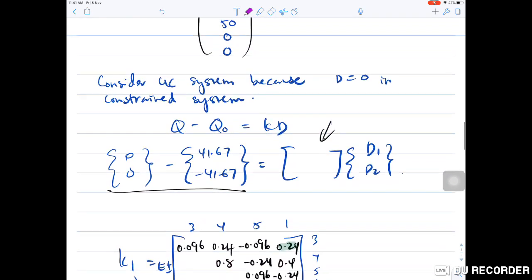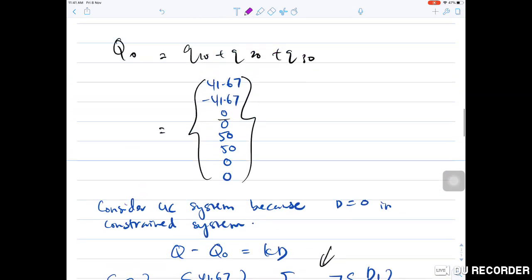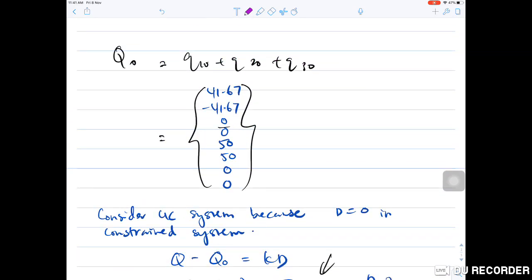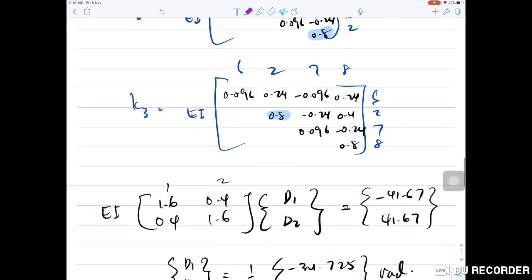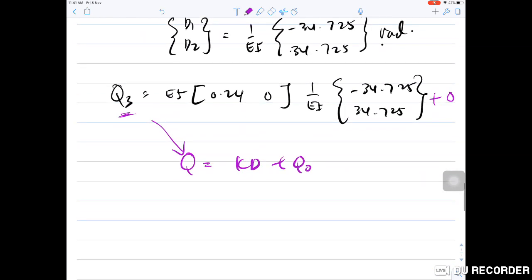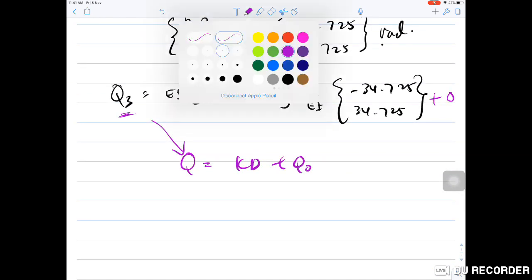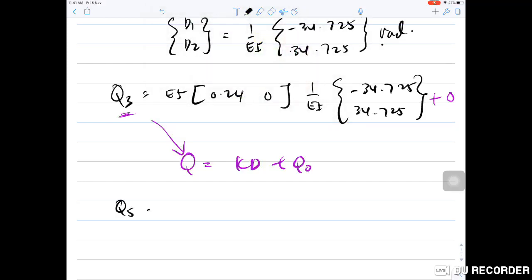Where is the Q? Oh, this is position 3, right? 1, 2, 3, 4, 5, 6, 7, 8. If you want to calculate Q5, for example, Q5. This is Q3, okay, Q5. Let's say Q5. This is the example without the EI value.